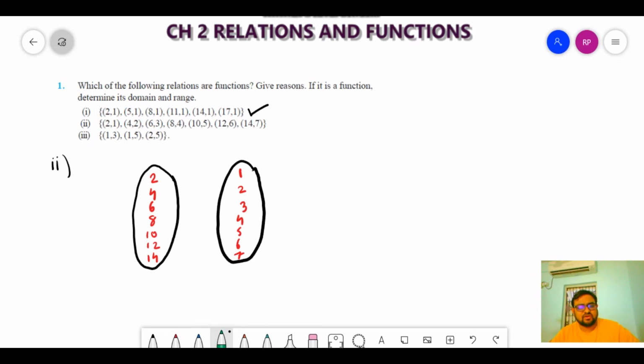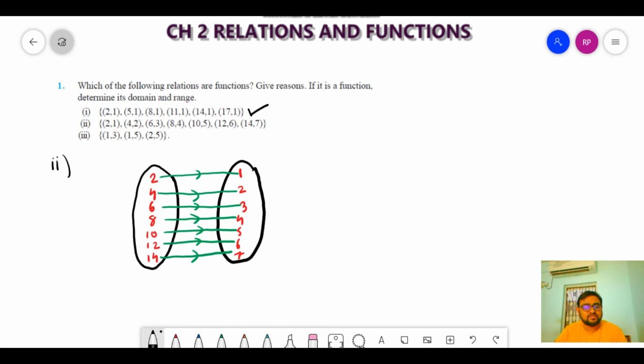So now when I solve the relation, 2 is related to 1, 4 is related to 2, 6 related to 3, 8 to 4, 10 to 5, 12 to 6, and 14 to 7. So here also, each element of the domain is having one and only one image. So I will also say this is a function.